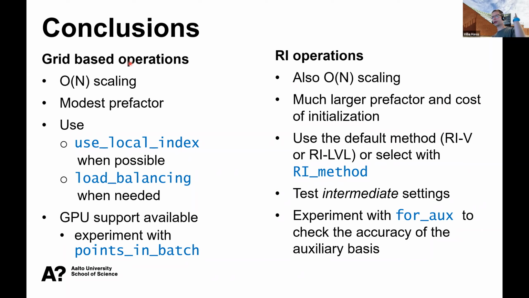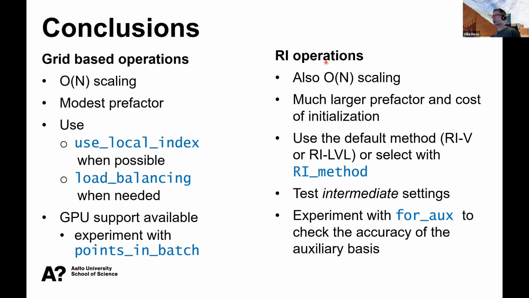So first we talk about grid-based operations. We show that there is an order N scaling with a modest prefactor. And from the user point of view, the point is that use local index when possible, when it doesn't bother you, and load balancing when needed. I mean, if you get a large imbalance, you can try with load balancing to see if there is an improvement there. And GPU support is available. You can experiment with points in batch, because now the batch size has some effect on how the GPU works.